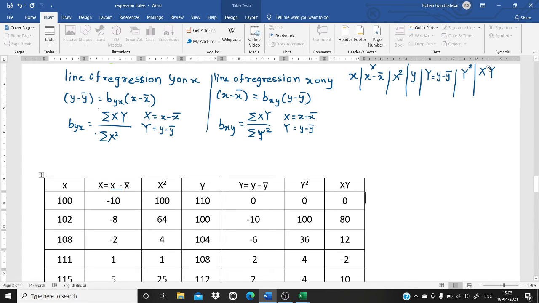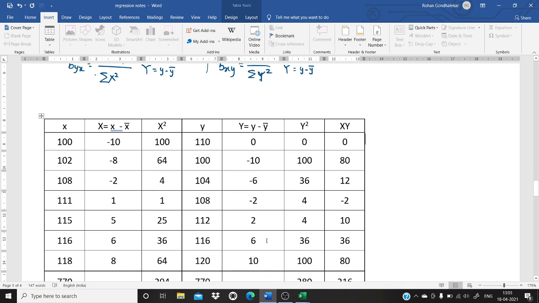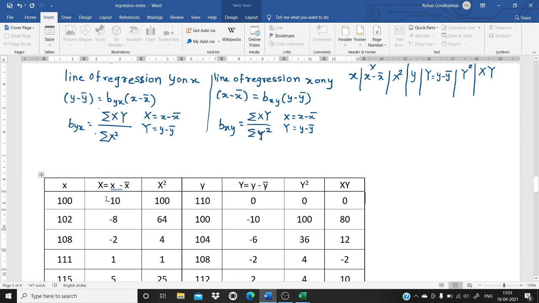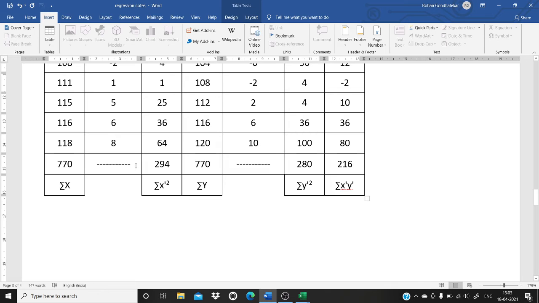See, now my table is exactly similar to what I expected. Fine. Now I'm getting here summation of capital X square, summation of capital Y square. Okay, I need to change this also. This is summation of small x, capital X square, summation of small y, capital Y square, and this is my capital X into capital Y.